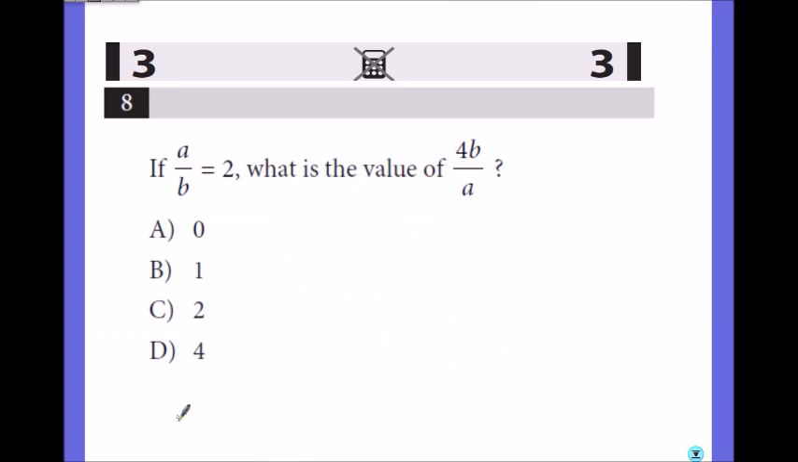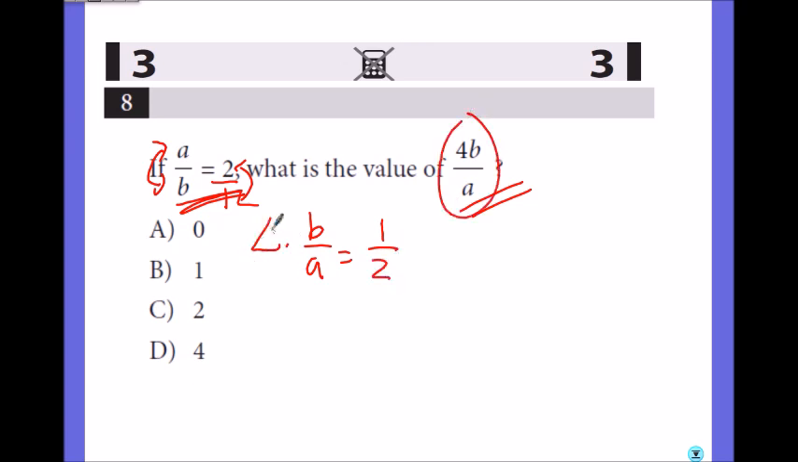If A over B is 2, what is the value of 4B over A? For this type of question, you never have to actually solve for A and B separately. There will be an easier way to go from whatever they gave you to whatever they're asking you to solve for. So here I have B over A, so let's flip it. This is 2 over 1, so when you flip it, you get B over A equals 1 over 2. Now what is it asking for? 4 times B over A. So you have to multiply by 4. 4 times 1 over 2 is 2.